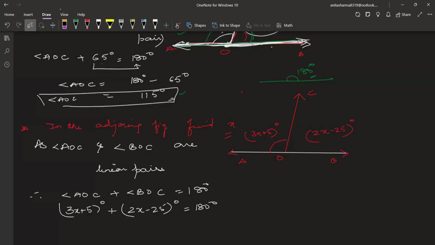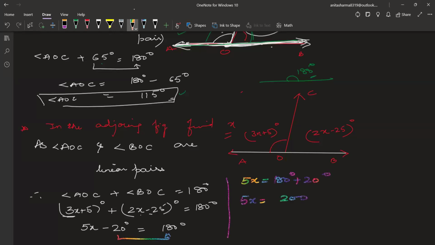Right? So now add the like terms. 3x plus 2x will be 5x, minus 25 plus 5 will be minus 20 degrees. Right, beta? Yes, ma'am. Now we will transpose this. So 5x is equal to 180 degrees plus 20 degrees. So 5x is equal to 200. Then the value of x will be 200 by 5, so 40 degrees. This is the answer.